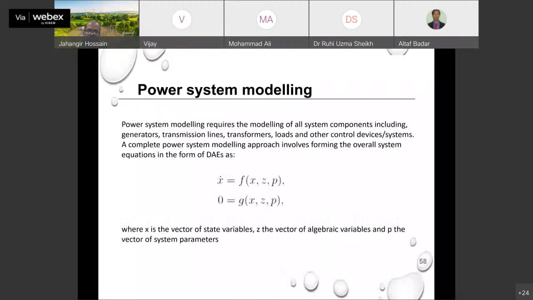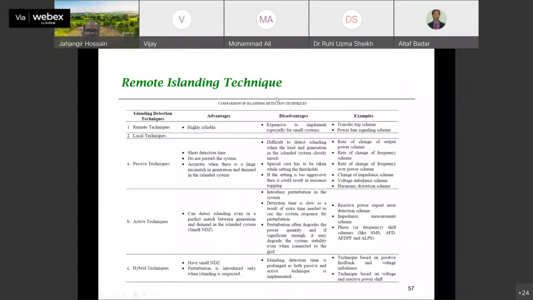And here, this is again just to summarize the relative advantages and disadvantages of all the techniques that I mentioned. For example, the remote technique, the local technique, and under the local technique, passive, active, as well as hybrid. In terms of reliability, the remote technique is highly reliable. The disadvantage is that it is expensive, as I mentioned, and this is some example technique that you can utilize.